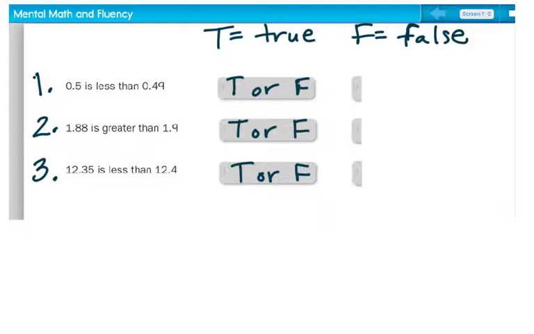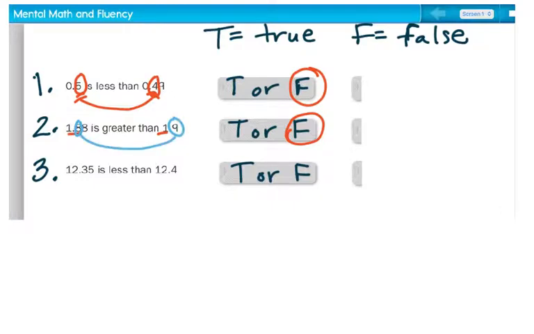Number 1, 5/10 is less than 49/100. That is false. 4/10 and 5/10, no matter what, 5 is always more than 4 in the tenths place. Number 2, 1 and 88/100 is greater than 1 and 9/10. That is false. The 1 and the 1 are the same, so then I go to the tenths. 8 is smaller or less than 9 in the tenths place. Number 3, 12 and 35/100 is less than 12 and 4/10. 3 is always less than 4, so that is true. Go ahead and erase your whiteboard.